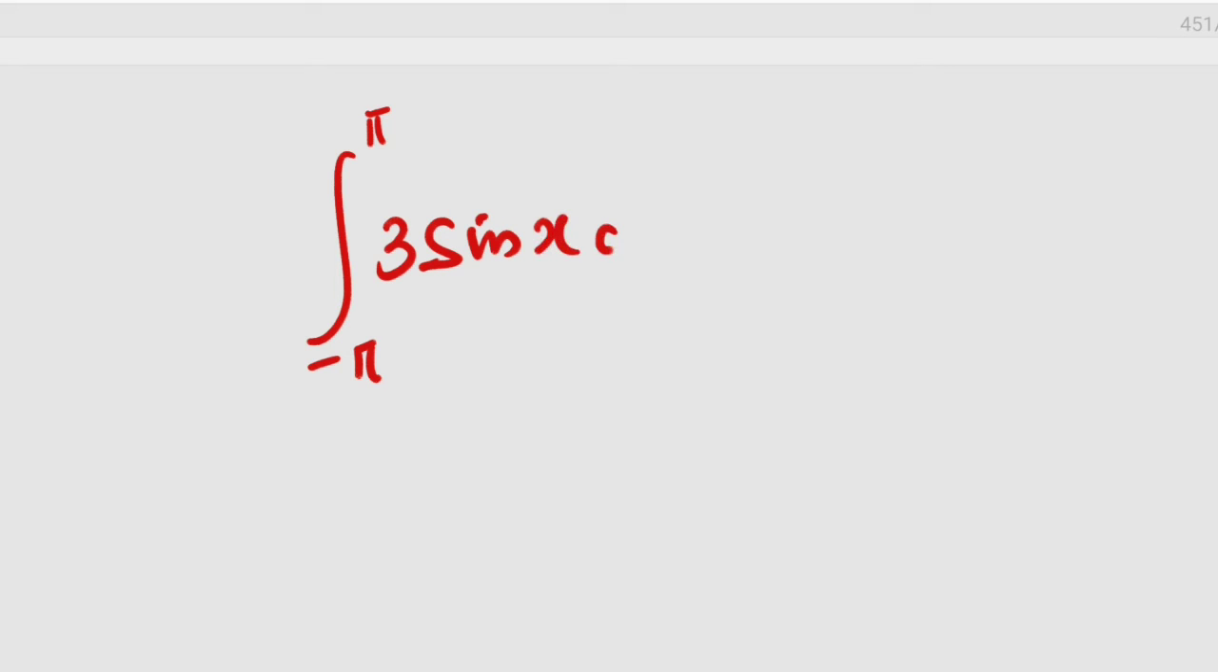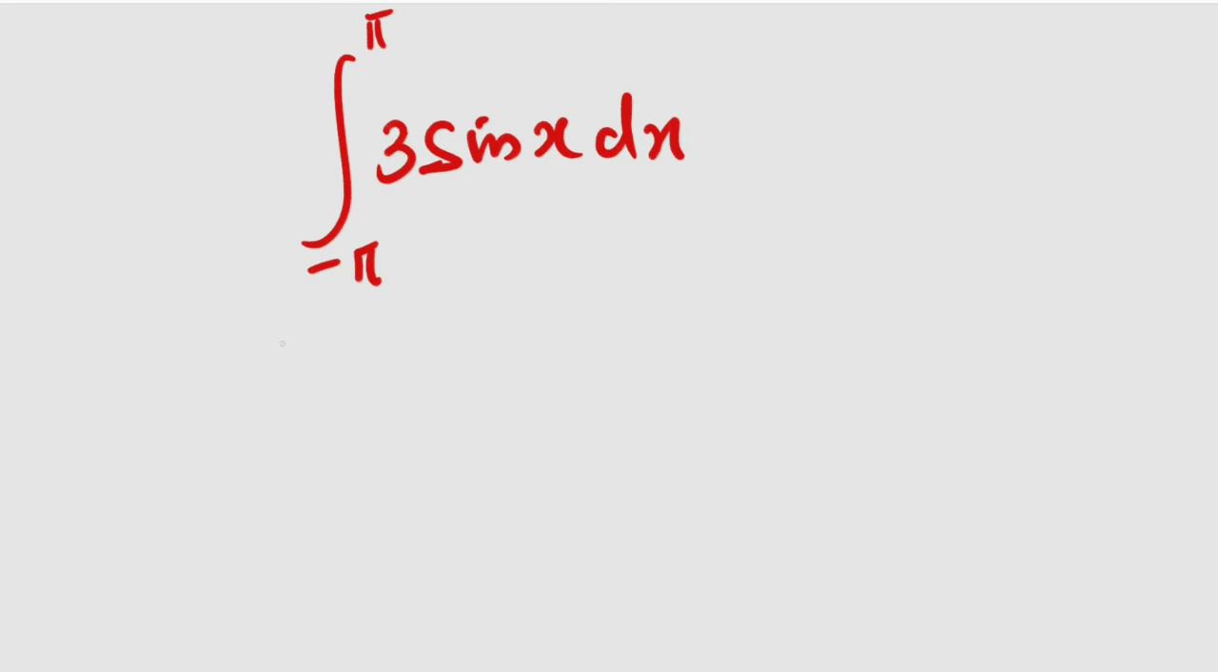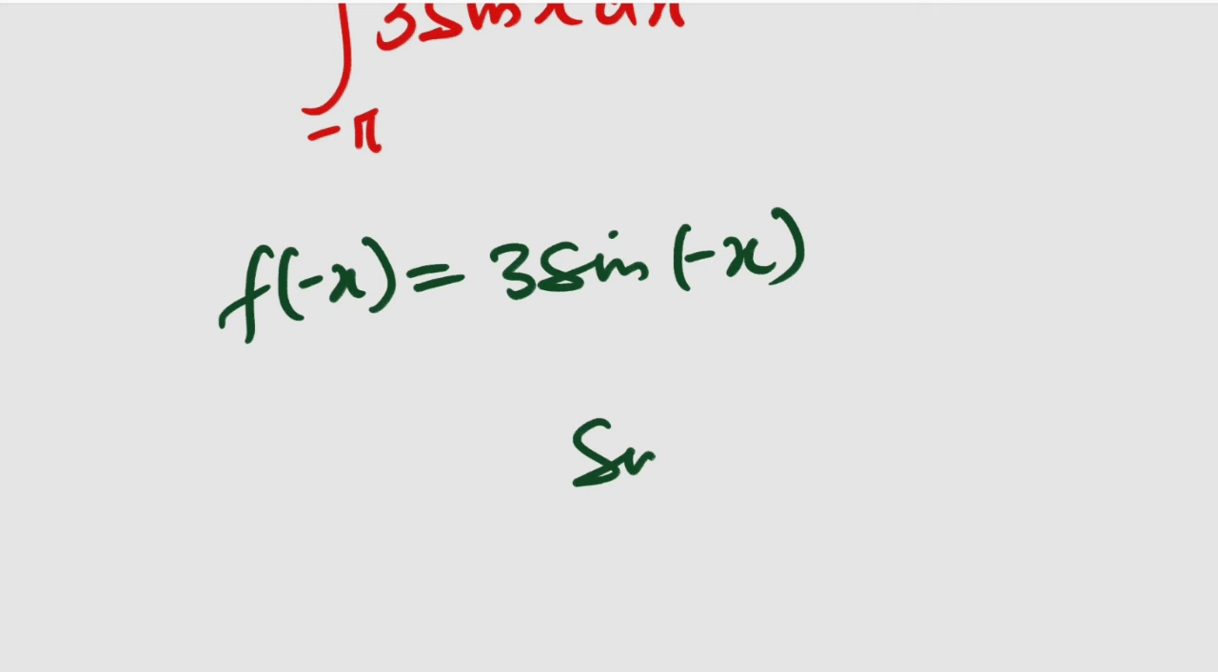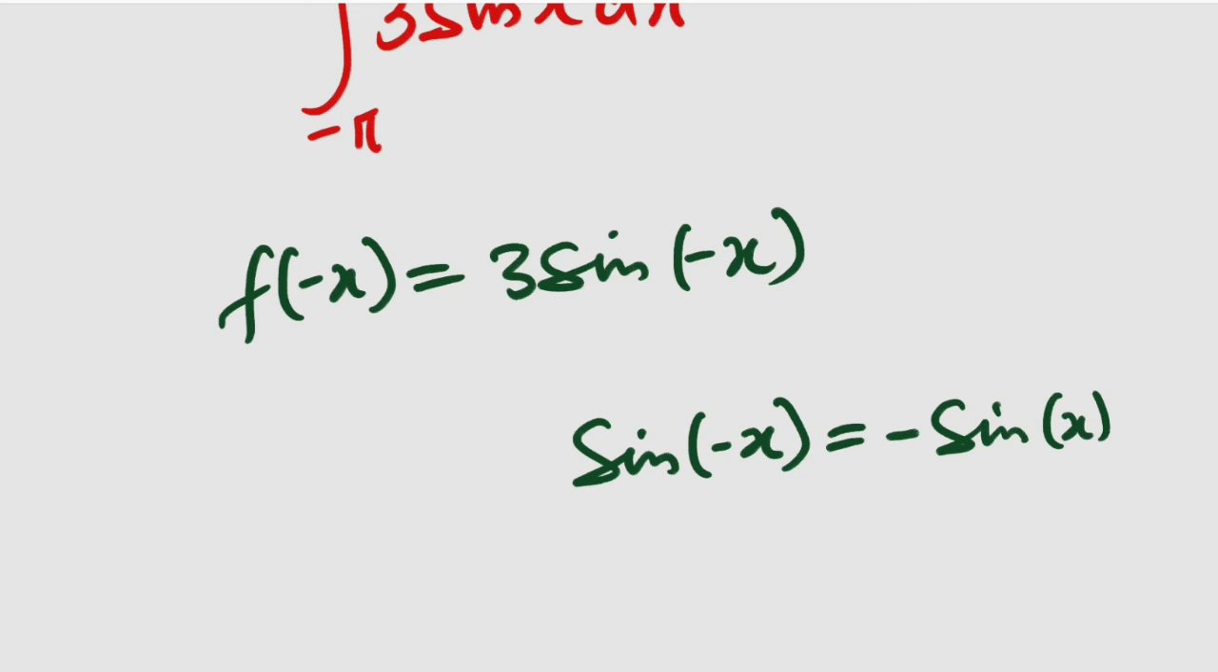Now let us take the second problem. I would like to integrate the function from negative pi to positive pi of the function 3 sine x with respect to x. This is an odd function. Remember that sine is an odd function, but if you want to confirm, you can do that. f of negative x is equal to 3 multiplied by sine of negative x. But remember that sine of a negative value is the same thing as negative sine of the positive value.